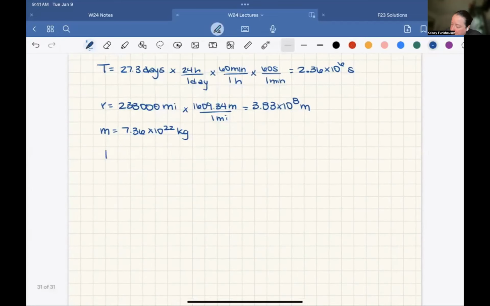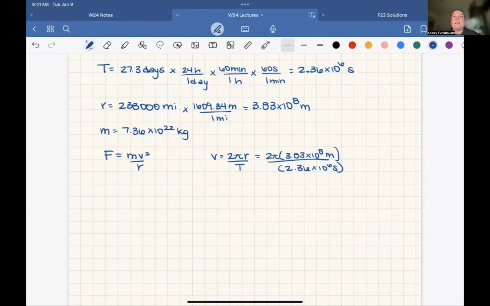So the centripetal force is given by mv squared over r, but we don't know v. But I just told you the equation for it, right? The circumference of the circle, so 2 pi r, divided by the period. And we happen to have all of the necessary information. So 2 pi r is 3.83 times 10 to the 8 meters, and the period is 2.36 times 10 to the 6 seconds. And this gives us a velocity, I'm rounding here, but it's 1,020 meters per second.